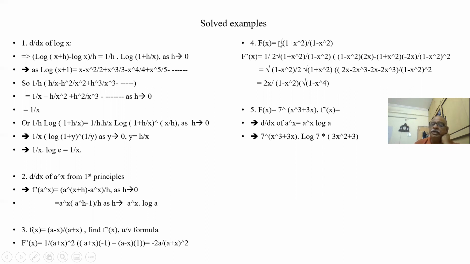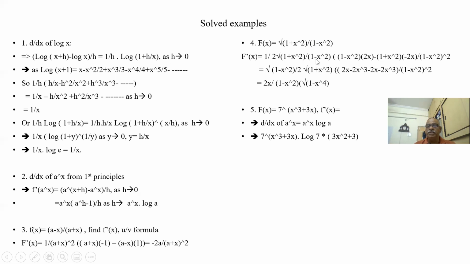So how have I proceeded? 1 by 2 root u. Otherwise it can be simply said root of 1 plus x square by root of 1 minus x square. That way also u by v can be done. 1 by v square, 1 by 1 minus x square, into dv. V into du is 1 by 2 root of 1 plus x square into 2x. So whatever way you take it, this will come to the same answer. So this is the simplified answer.